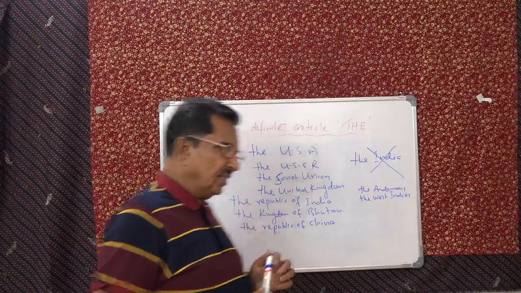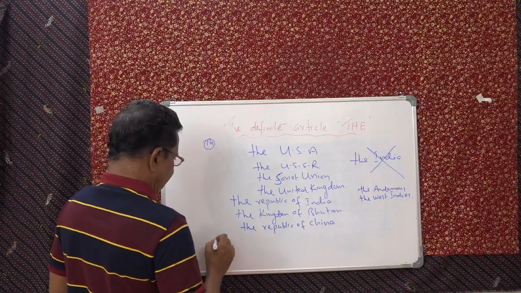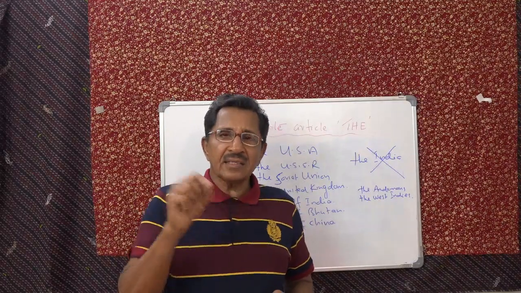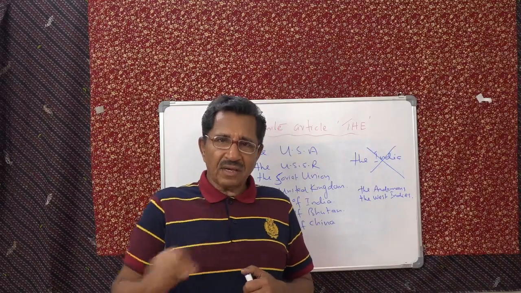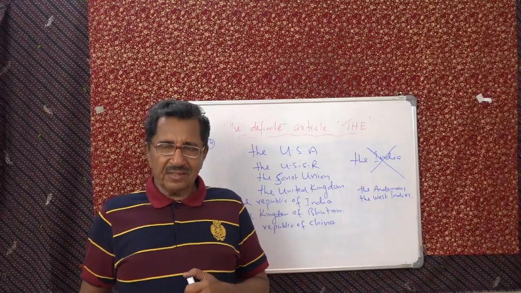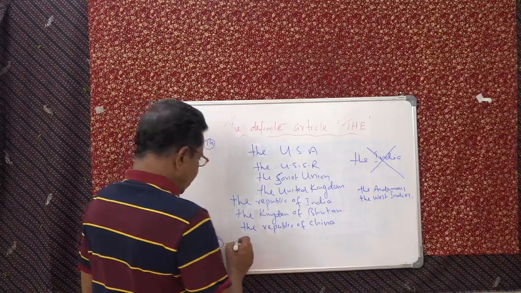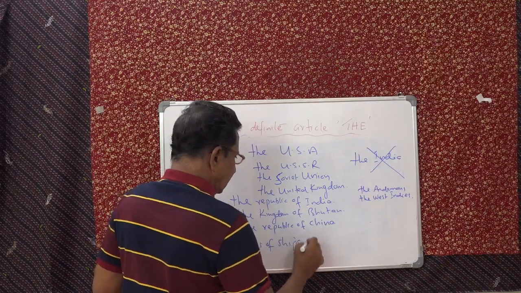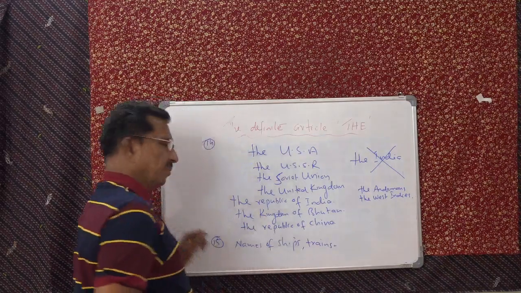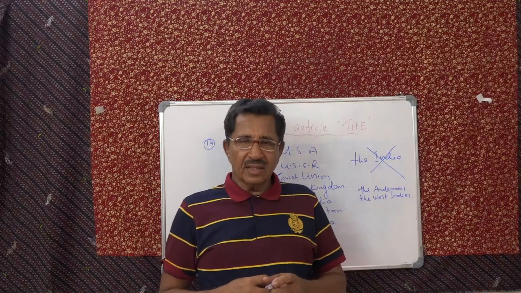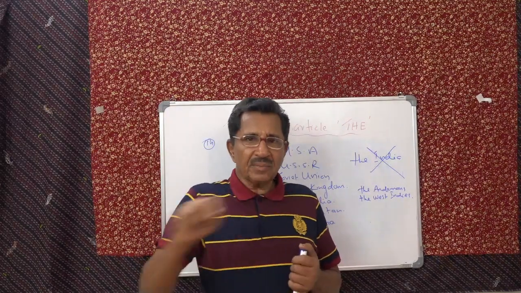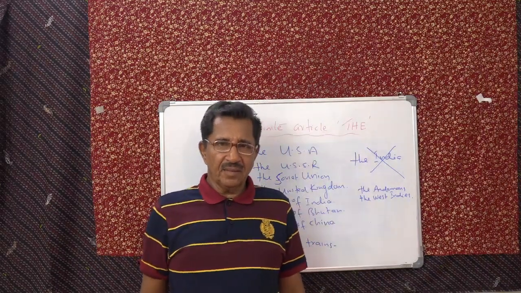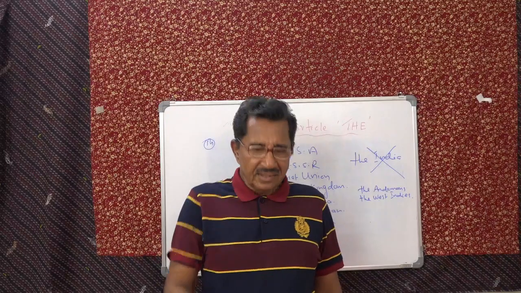Okay. Now the next one is names of trains. There, you don't say Rajdhani Express, you will say the Rajdhani Express. Names of ships. We don't say Vikram, but we will say the Vikram. Understand? So, names of ships, trains. You should use the. The Rajdhani Express, the Grand Trunk Express, the Madras Mail. We don't say Madras Mail will come. Yes, the Madras Mail will come, because we are particularizing. There may be other mails. This is the Madras Mail.